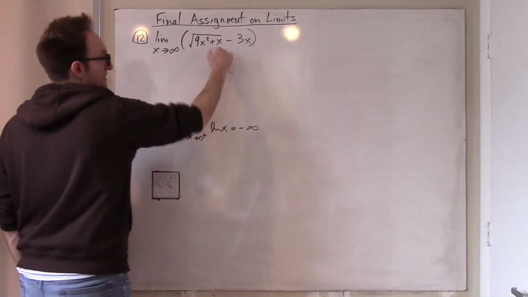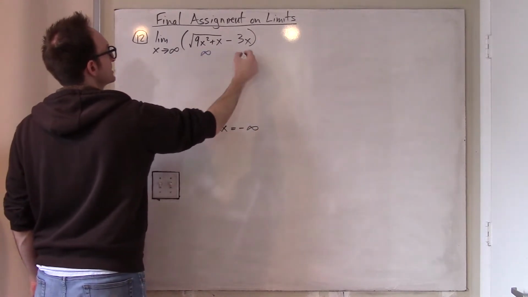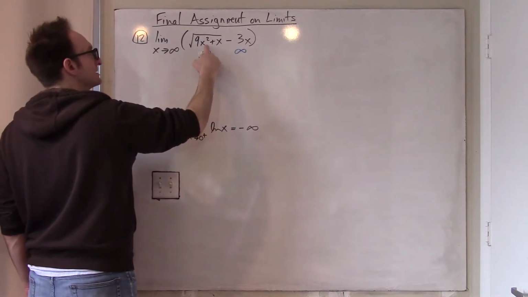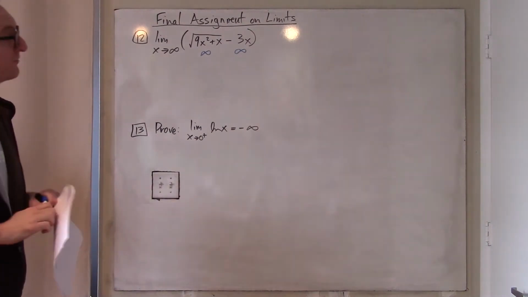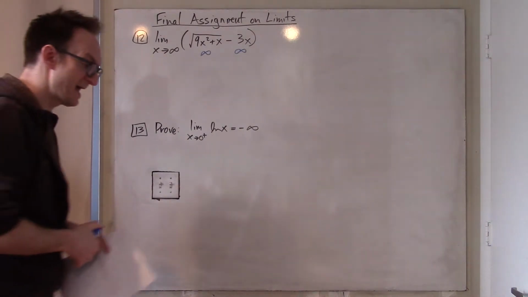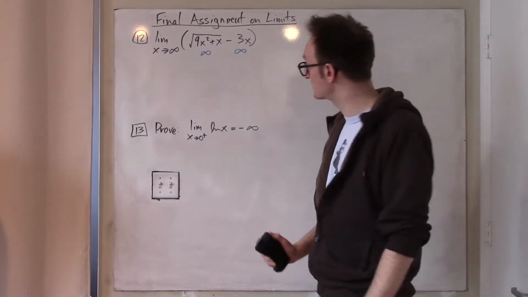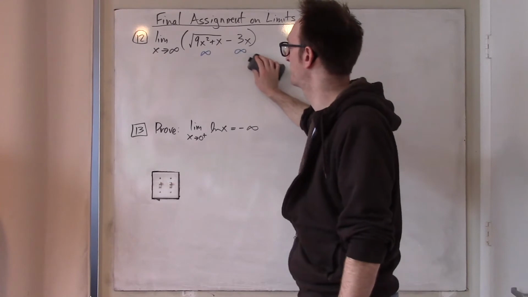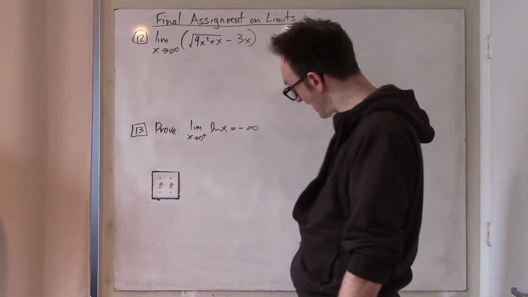So, what's the situation? As x goes to infinity, this term goes to infinity, but this term also goes to infinity. So this is an infinity minus infinity situation. And hopefully you're now aware that this is indeterminate, and so we cannot guess what the answer is to this problem. You might at first think it's 0, but it might be 0, but it might not be.